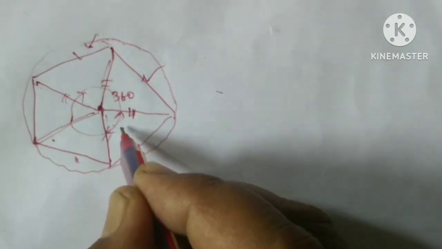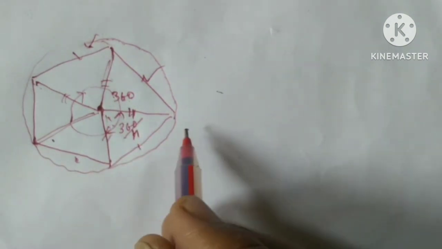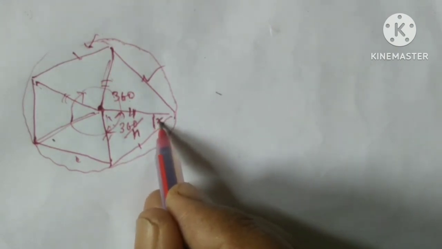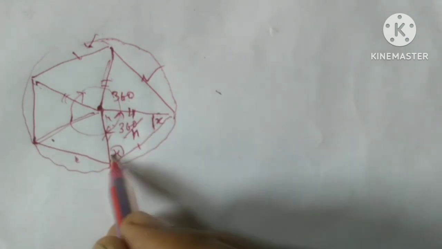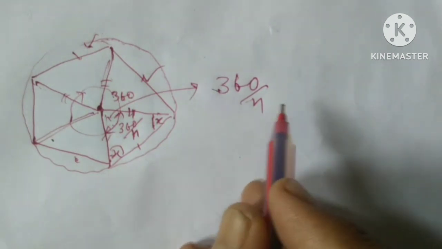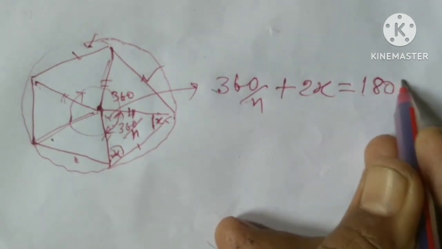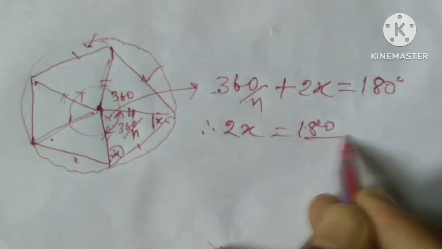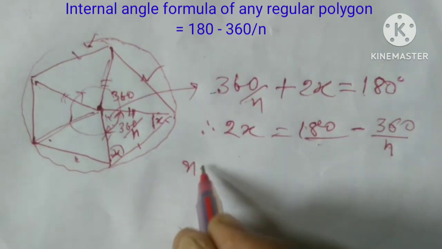Here n is 5 for the pentagon, so this angle is 360 by n. If we assume that another angle is x, then the other angle will also be x because of two equal lengths. As it is a triangle, we can write that 360 by n plus 2x is equal to 180 degrees. From here we get that 2x is equal to 180 minus 360 by n, where n is the number of sides.